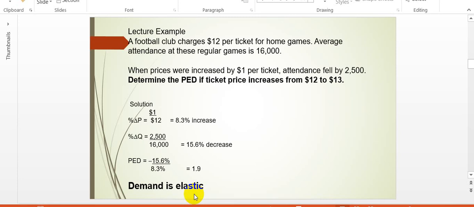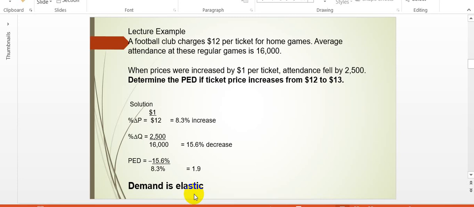So the percentage change in price will be calculated by the increase, which is $1, divided by 12. So that gives us an increase of 8.3%. Then the percentage change in the number of tickets will be calculated by the 2,500 fall in the ticket sales divided by 16,000 to give us a 15.6% decrease in the percentage change in quantity.